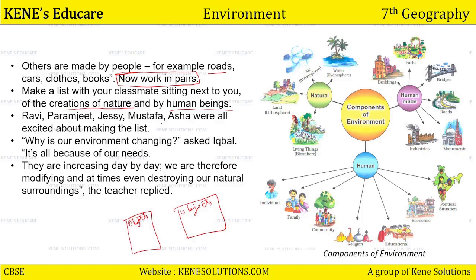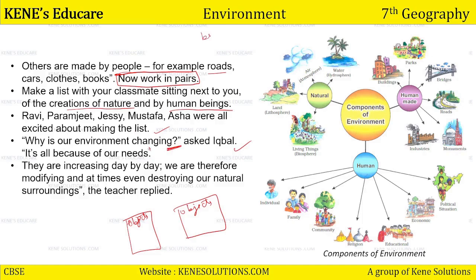Ravi, Paramjeet, Jessie, Mustafa, Asha, all his classmates were very excited to make the list. Then Iqbal, one of the classmates, asked a very important question to the teacher. Iqbal asked, why is our environment changing? हमारा environment बदल क्यों रहा है? It's all because of our needs. Teacher ने बोला needs की वजह से, because we have needs.